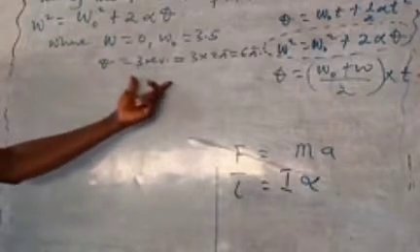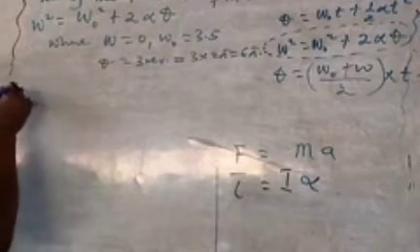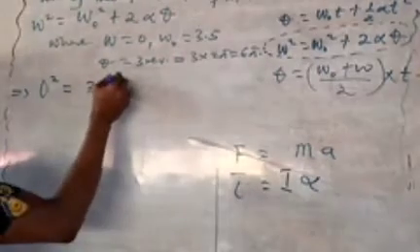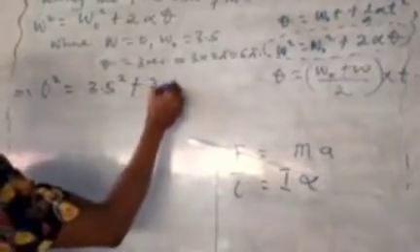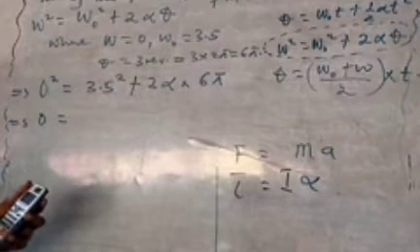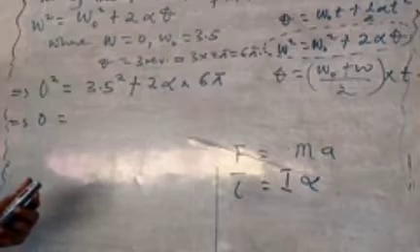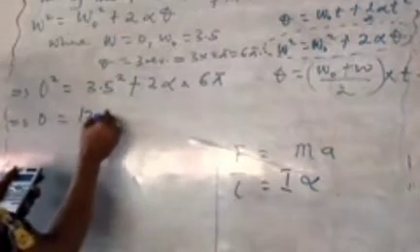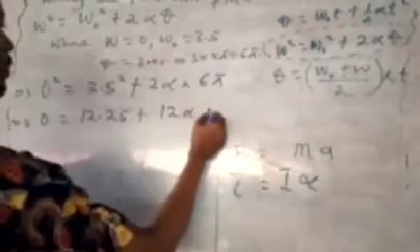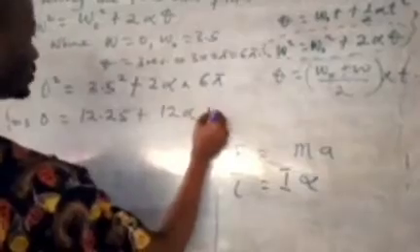So introducing all these things into this formula, this now implies that 0 squared will be equal to 3.5 squared plus 2α times 6π. I think this now gives us 0 is equal to 3.5 squared, which will give us 12.25, plus 2 times 6, which is 12, α π. Let's just put απ anyway.